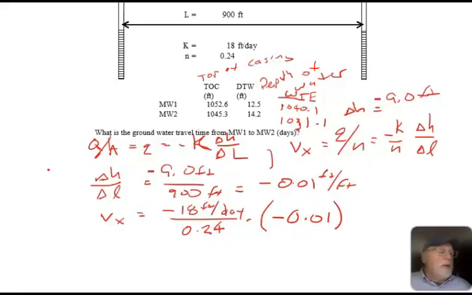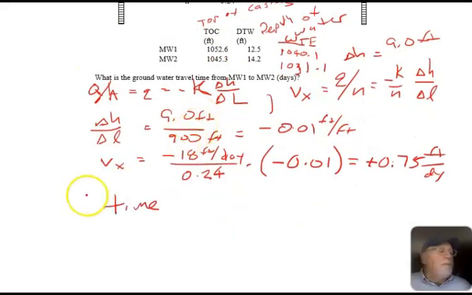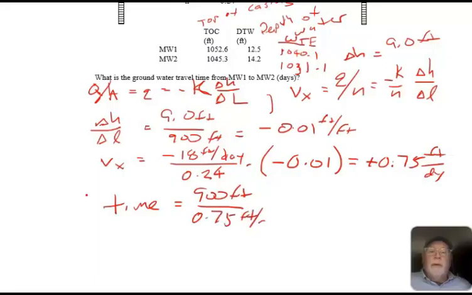So you see the negatives cancel out. So that equals minus 0. No, not minus, plus, because they cancel out, right? 0.75 feet per day. So then the time it takes to go 900 feet equals 900 feet it has to go divided by 0.75 feet per day, equals 1,200 days. It's a long time.